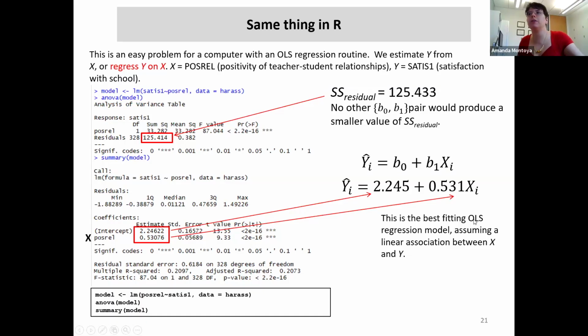Are there any questions about just fitting the linear regression models in the software? Okay. Feel free to post in the chat if you have other questions.